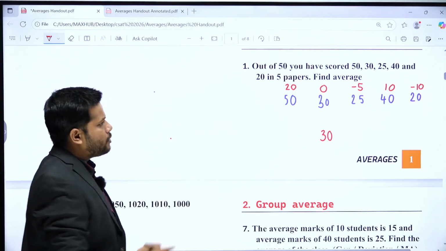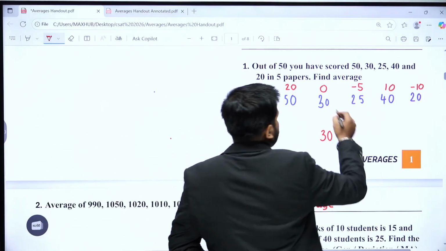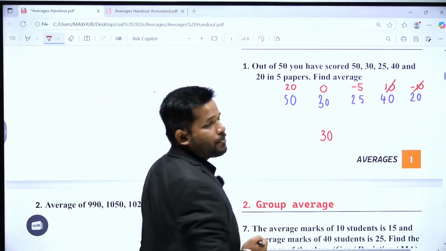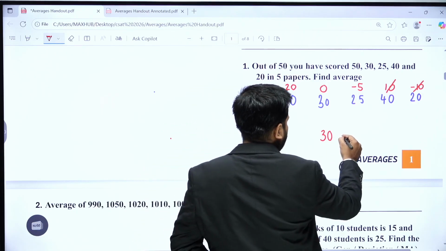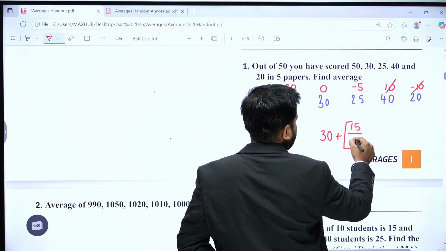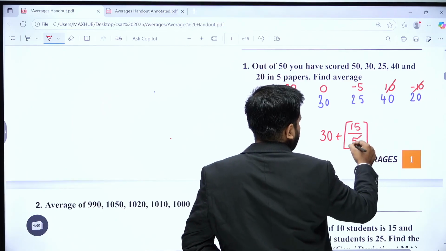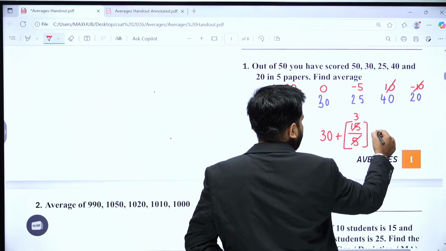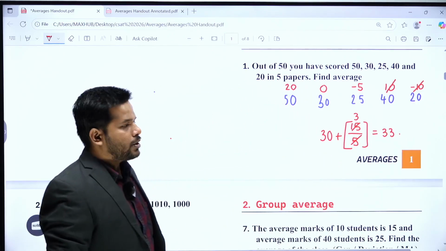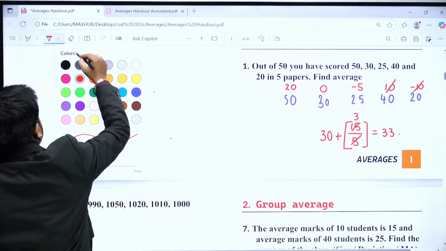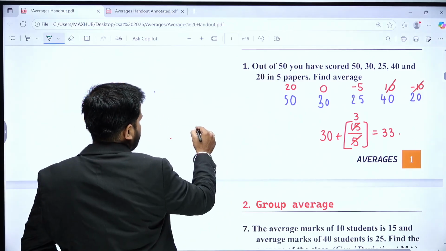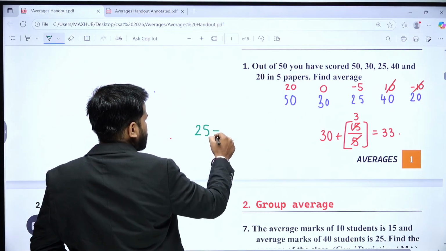Right. Now what I will do, I'll add all the deviations. 20 minus 5 will be 15, and plus 10 minus 10 will get cancelled. The sum is 15 now. So what I will do, 30 plus 15 whole divided by how many numbers? How many numbers are there? 5. So this will be 15 by 5, which cancels to become 3. 30 plus 3 will become 33, and this is your answer. Sir, if I take another value, will it be okay? If I take 25 also, if my assumed average is 25, then I will first write 25, and after that put a plus.